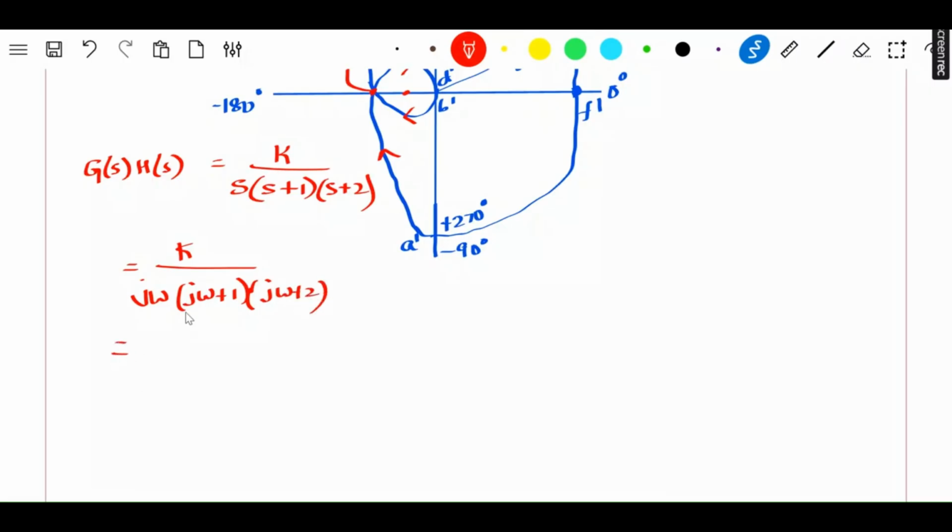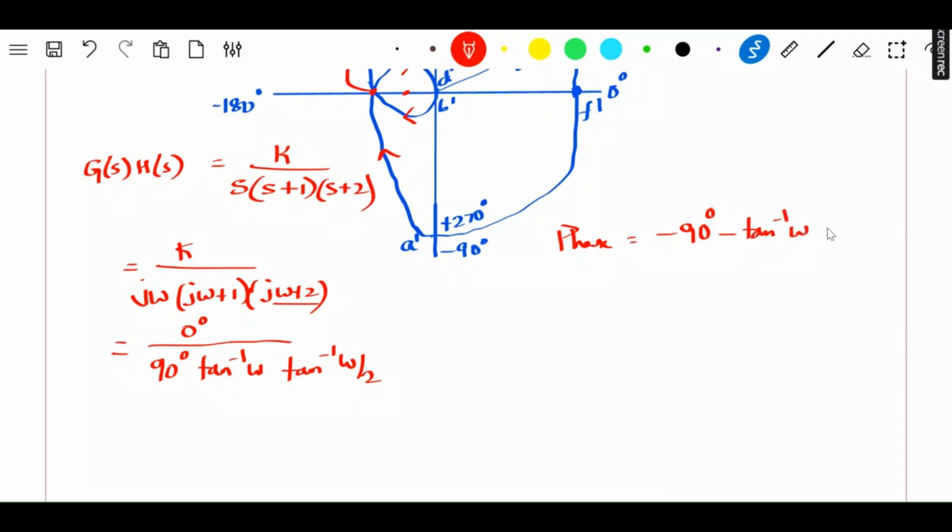And this will be equal to, angle for k will be 0 degree, which we all know. Angle for j omega is tan inverse of omega divided by 0, which is 90 degree. And this will be tan inverse of omega, and for this it will be tan inverse of omega by 2. Finally, all this in the denominator, if I try to write the angle, the phase will be equal to minus 90 degree, because it is in the denominator, so it goes to the numerator, it becomes minus 90 degree minus tan inverse of omega minus tan inverse of omega by 2. So this is the phase equation.